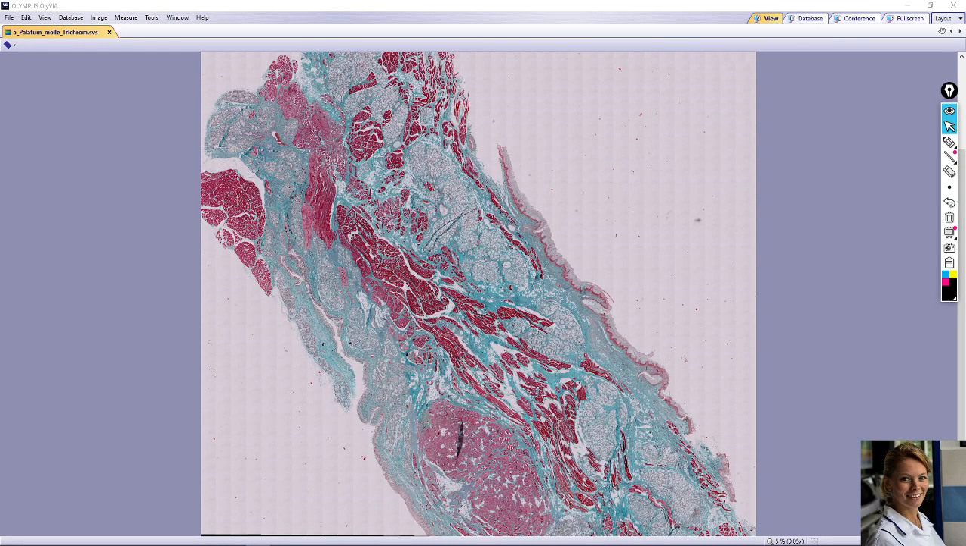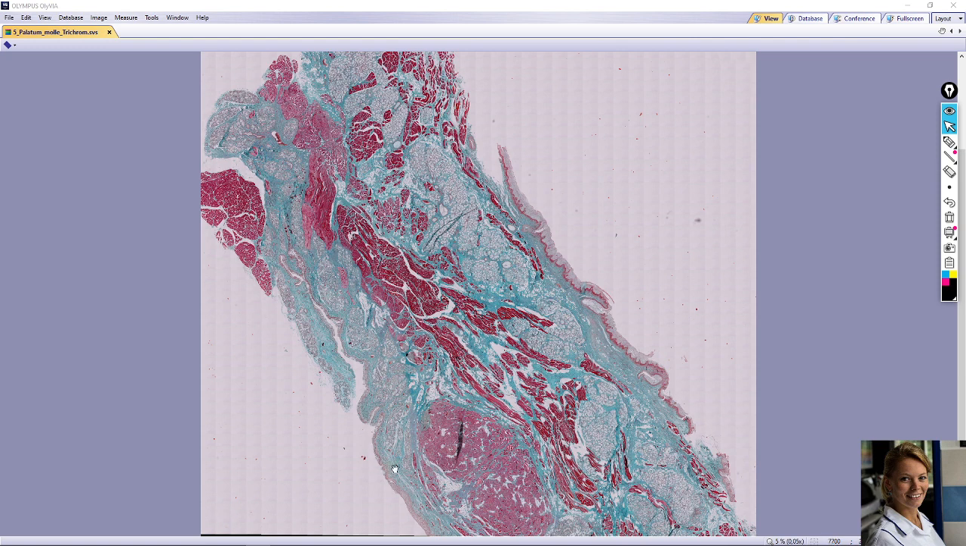In this video we will take a look at the slide of soft palate. The slide is stained with modified green trichrome. That means collagen fibers are green, elastic fibers are black, and muscle tissue is red. On the soft palate we can recognize the oral part here and the nasal part, the nasal surface.